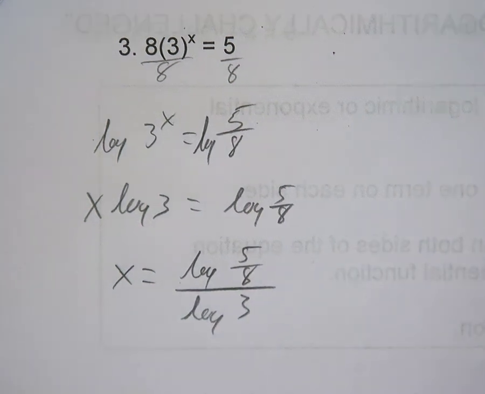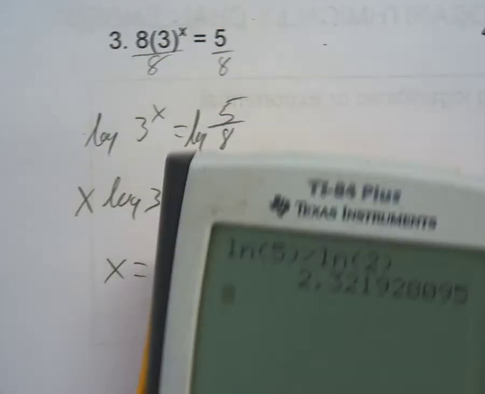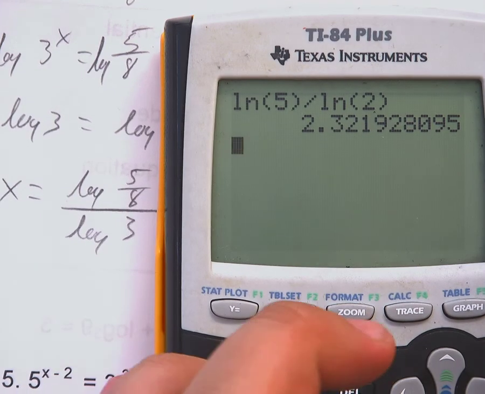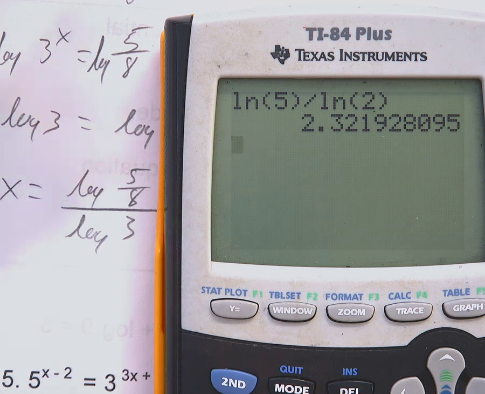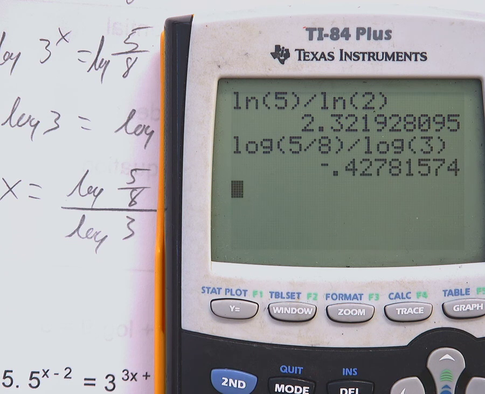Doesn't matter if you use the natural log or the regular log. It's going to end up giving you the same number here. Let me show you here. The log of 5 divided by 8 divided by the log of 3. And the ratio is going to stay the same. It doesn't matter if you use the regular log or if you use the natural log.